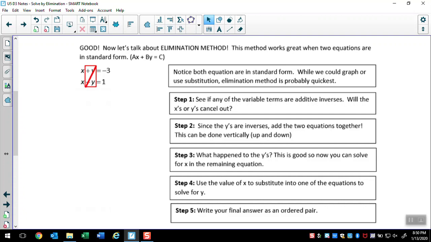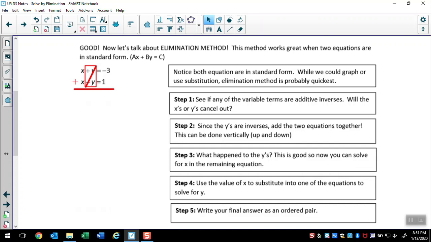And here's what's going to happen. My inverses cancel each other out. Remember, that's kind of the purpose of having inverses, is we want those two to cancel out. We are eliminating my y's. Now that I've eliminated my y's, now I can add my two equations together.